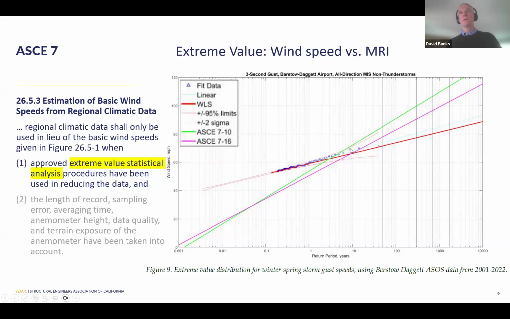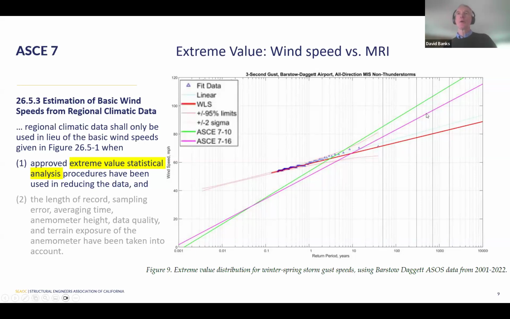Every one of these little blue triangles represents an observed wind speed during a storm. From a given storm, you take a single observation. So if the storm lasts all day, you get one wind speed out of that storm. It's meant to be the peak thing that's independent. So you wouldn't have one storm creating multiple triangles. And then we fit a line to it, and that's the red line.